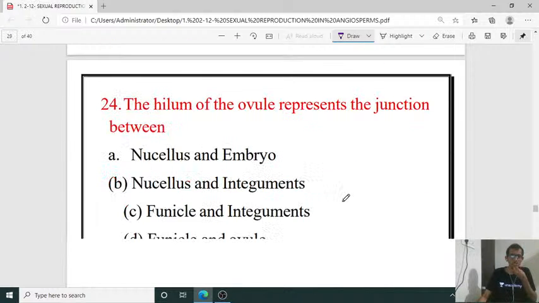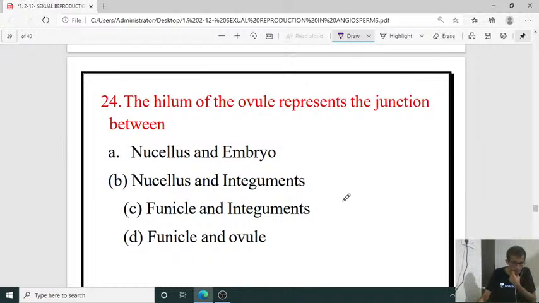Next, question number 24. Yes. Is there any doubt? Shishika, Devesh, Rakesh, Shreyas.